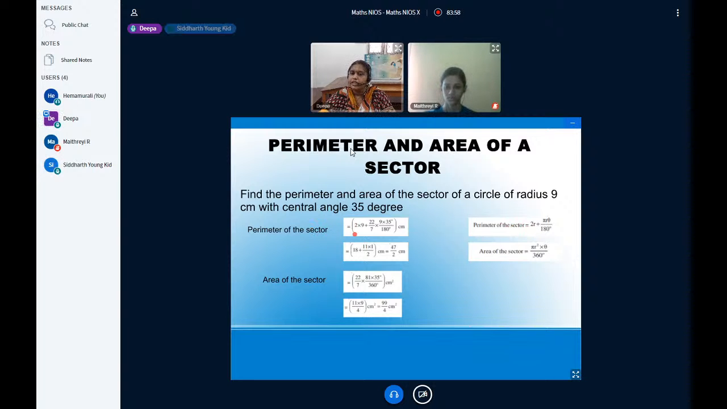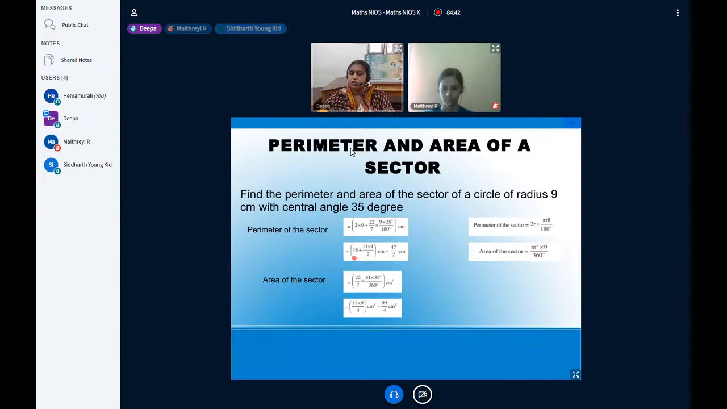What is the radius? 9. So 2 into 9 plus, for pi we take 22 by 7 into r is 9 and central angle is 35 degree divided by 180 degree. When you multiply 2 into 9 it is 18 plus, reducing the terms as much as we can, we get 11 by 2. We take the LCM, so we got 47 by 2. Any doubts? No, miss. This is how to find the perimeter of the sector.